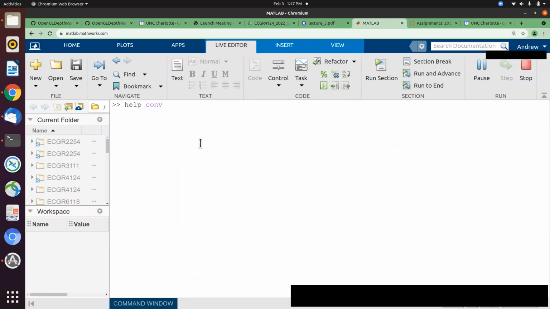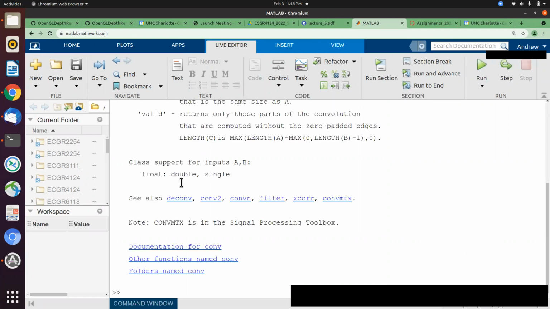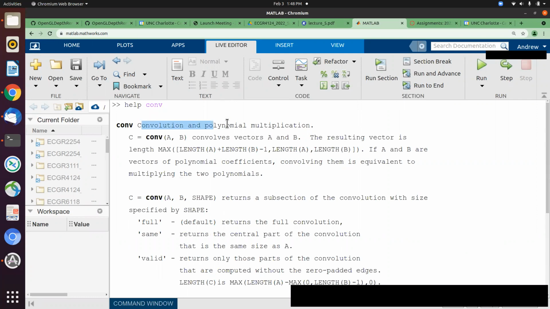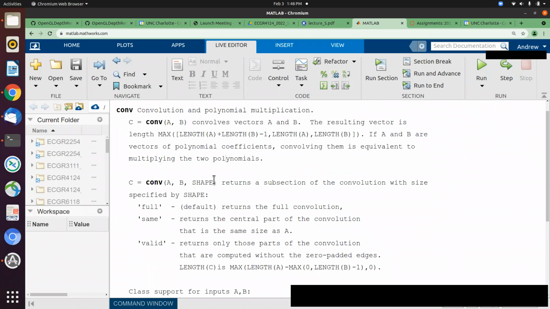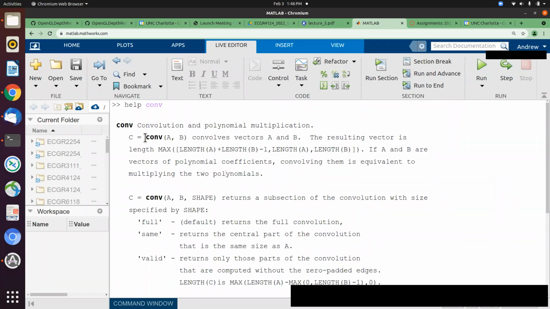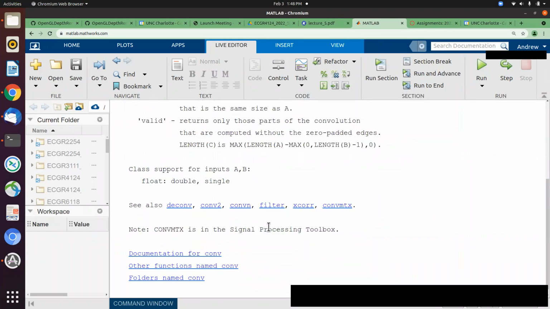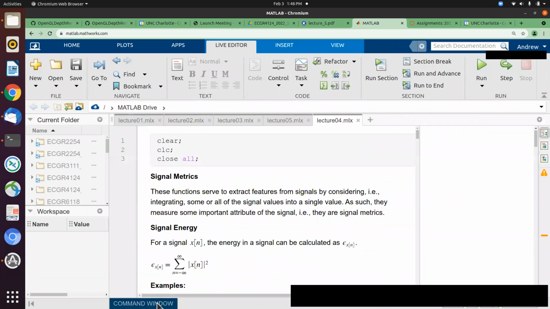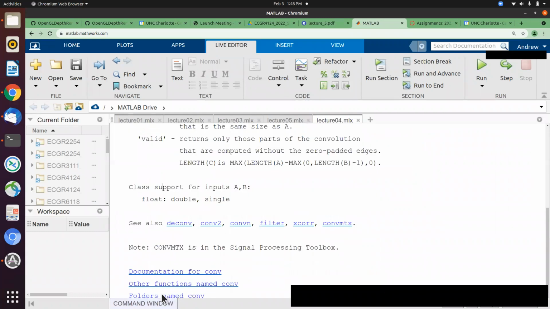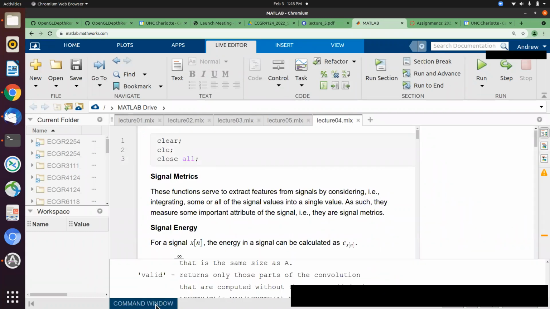We're going to hope that MATLAB decides to talk to me at some point. Okay, so convolution and polynomial. It turns out that you can actually multiply polynomials using convolution. It's actually the same. So conv of A and B gives you C. So we're going to write down a vector A and a vector B.